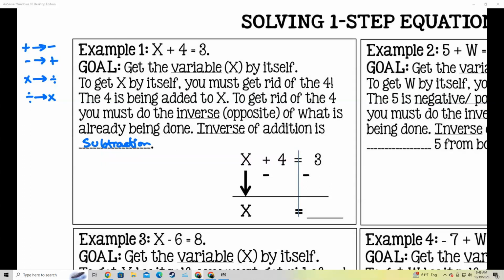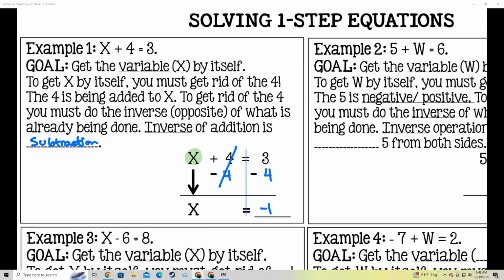So my goal is to get this x by itself, and to get that x by itself, I'm going to do the opposite of adding 4, which is subtracting 4. These are going to cancel each other out. I get x is equal to -1. And we're done solving for that one, okay? Let's take a look at the next one.